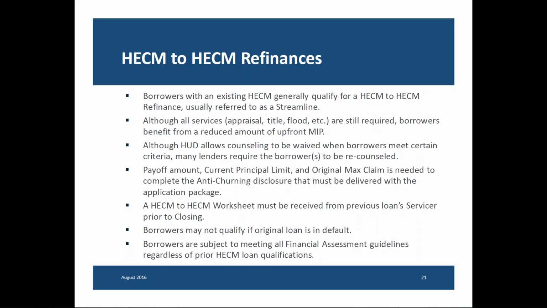Now, what we're looking at is payoff amount, current principal limit, and original max claim. Those are needed to complete that anti-churning disclosure. Again, that has to be delivered with the application package. A HECM to HECM worksheet must be received from the previous loan servicer prior to closing. Borrowers may not qualify if the original loan is in default, and the borrowers are subject to meeting all financial assessment guidelines regardless of prior HECM loan qualifications.